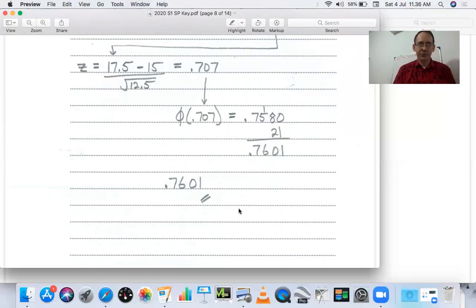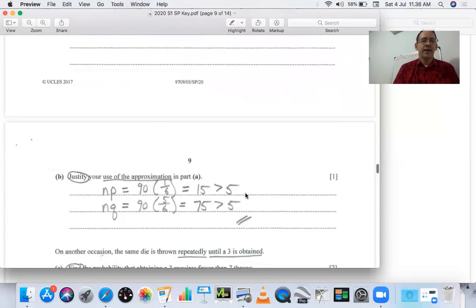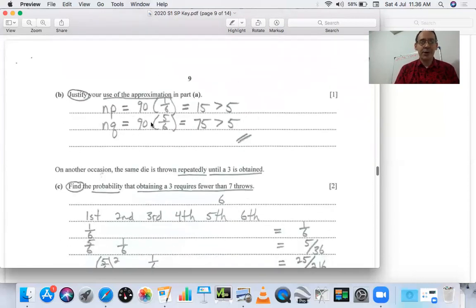So don't do 3 significant figures for these probabilities from your z-chart. These are exact. So put all 4 digits, 0.7601. Then moving on, it asks for an approximation.